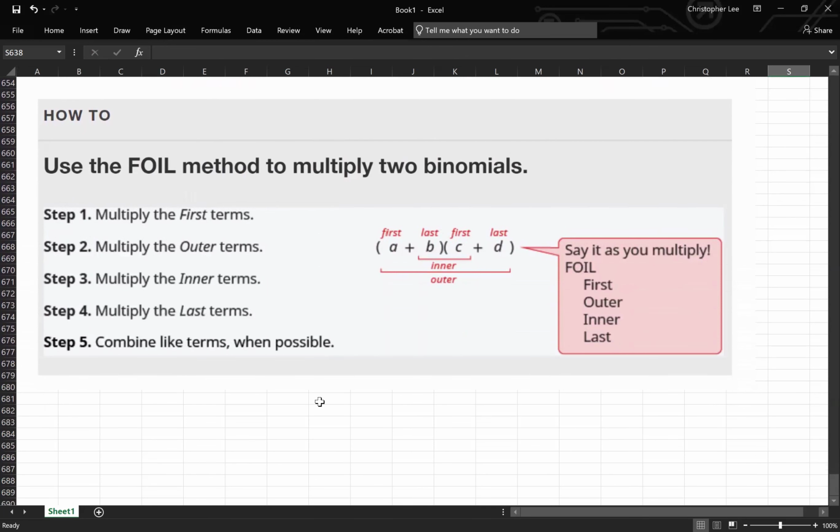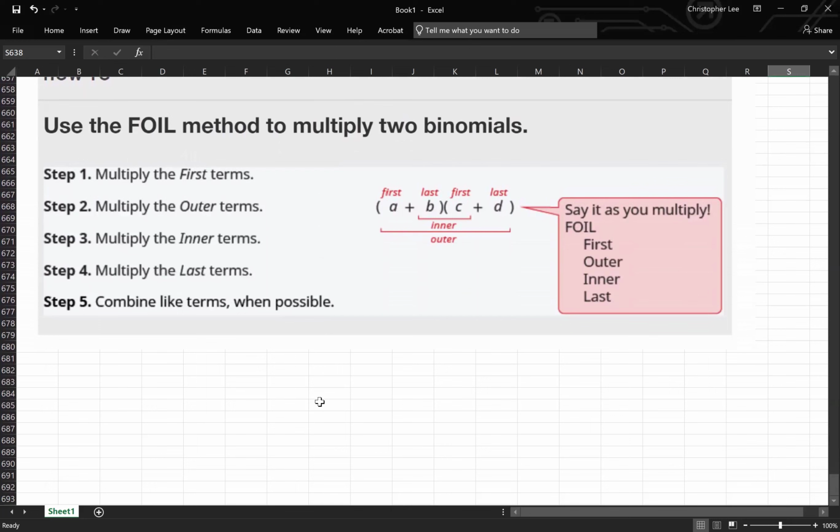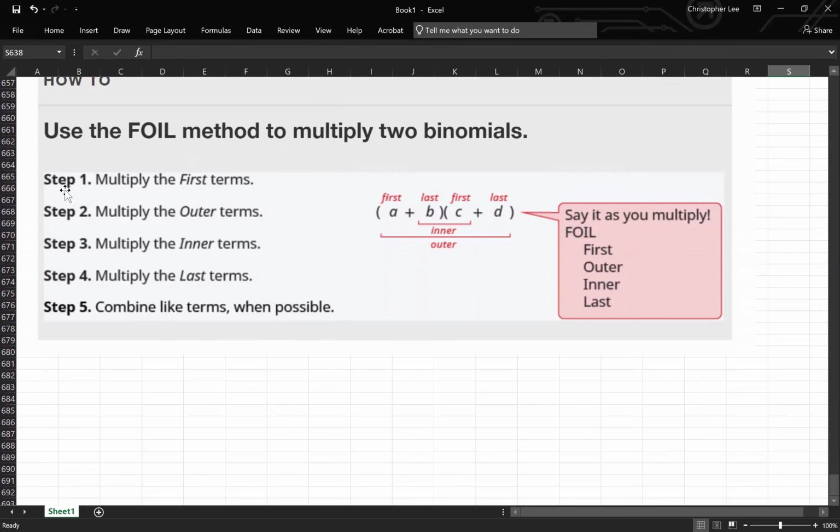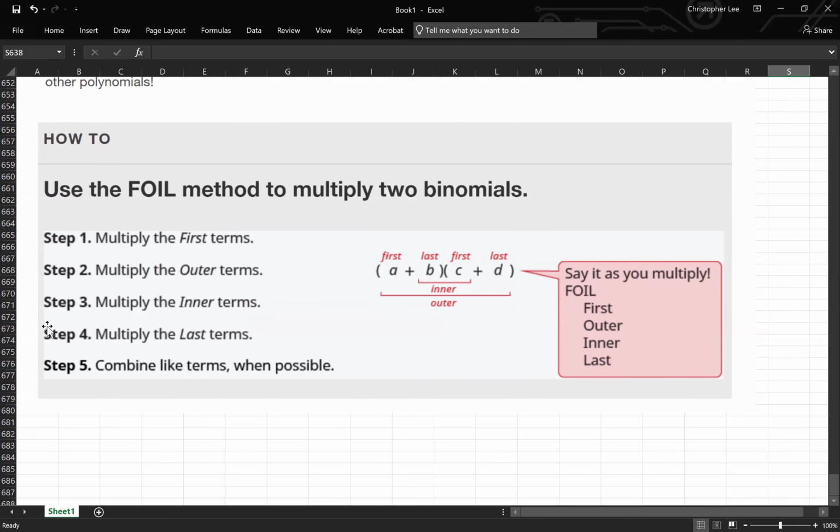How to use the FOIL method. Use the FOIL method to multiply two binomials. Step 1, multiply the first terms. Step 2, multiply the outer terms. Step 3, multiply the inner terms. Step 4, multiply the last terms. And then step 5, combine like terms when possible. And that's it. All right. Those of you that want to take notes, go ahead.